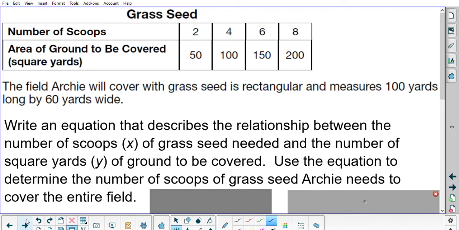I need you to write the equation, and then I need you to use that equation to find the number of scoops of grass seed that Archie needs to cover the entire field. Remember, it showed you above what the measurements were for the field. So hit pause on the video, do the work, and then hit play when you're ready to see how you did.